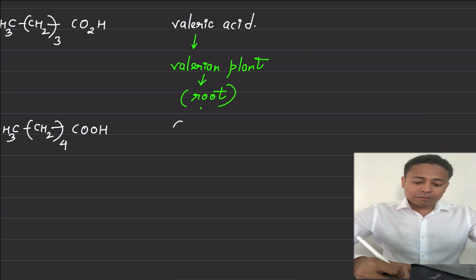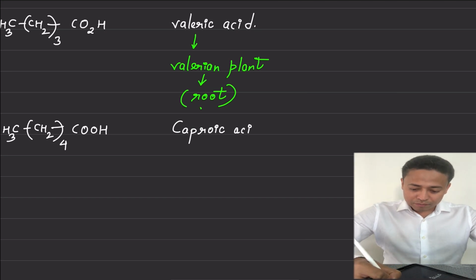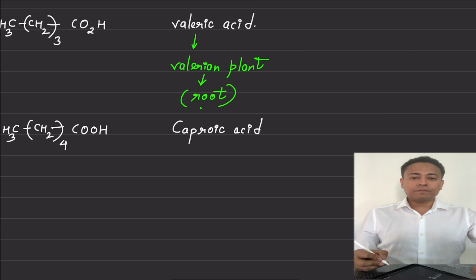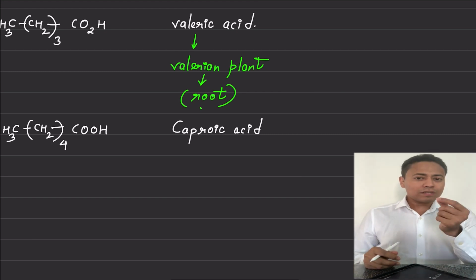The 6 carbon atom carboxylic acid is called caproic acid. Again, a thought in your mind: why do we call it caproic acid? And based on that, I would again ask you one simple question.